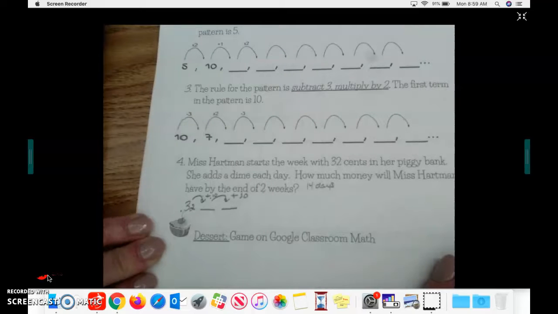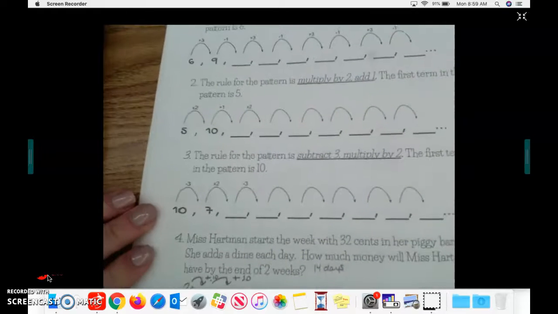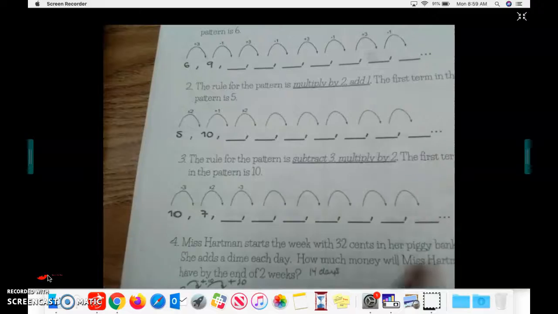Okay, check your work on the appetizer, complete the main course portion, and then you may move on to MobyMax.